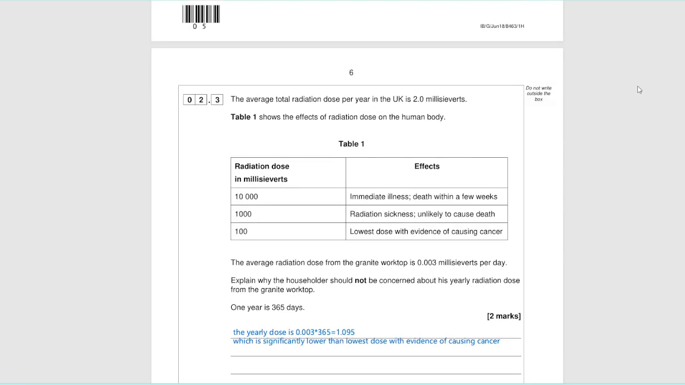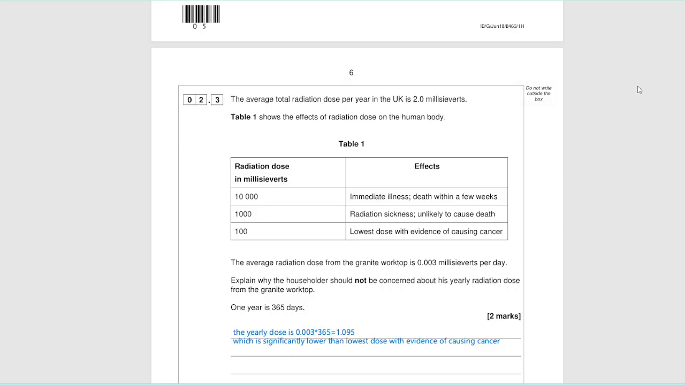Then moving on to 2.3. The average total radiation dose per year in the UK is 2 millisieverts. Table 1 shows the effect of radiation dose on the human body: 10,000 millisieverts is immediate illness and death within a few weeks, 1,000 is radiation sickness, and 100 is the lowest dose with evidence of causing cancer. The average radiation dose from the granite worktop is 0.003 millisieverts per day.